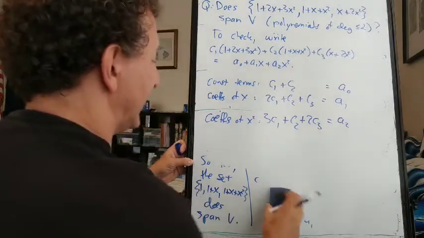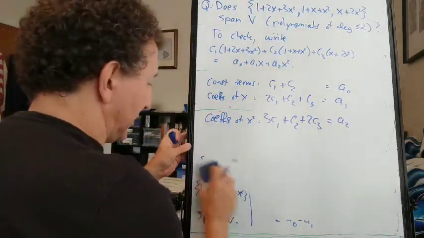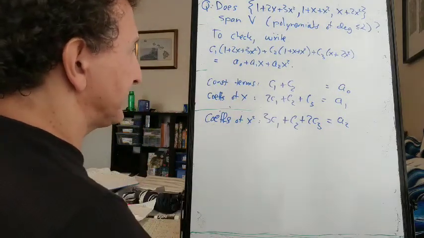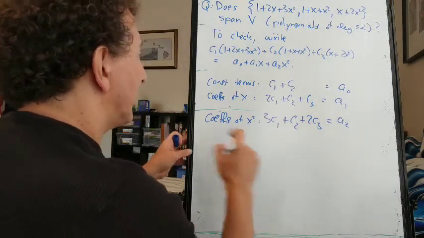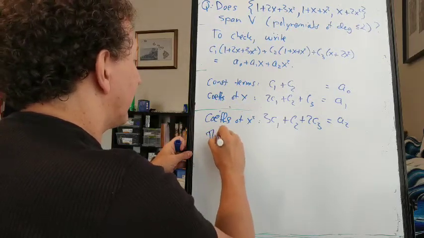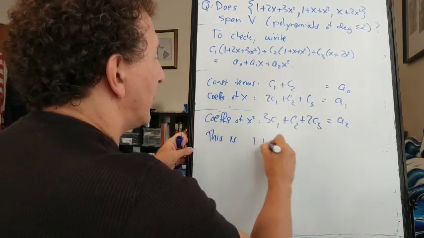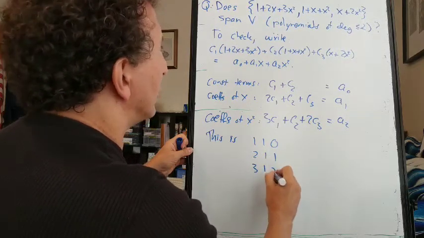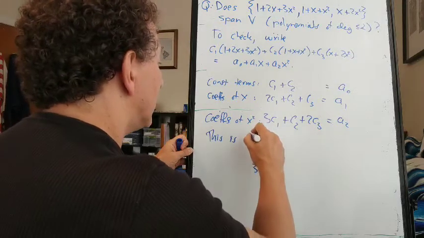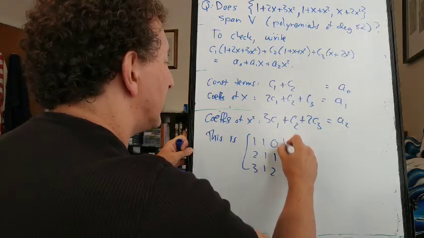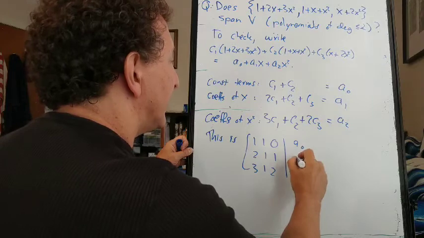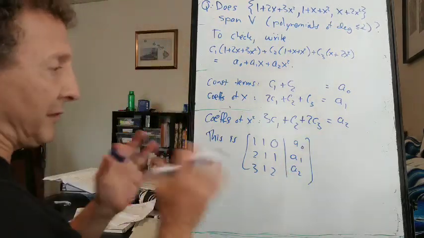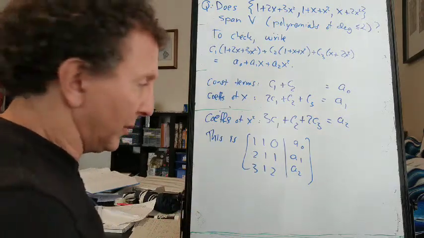Alright, now this isn't a triangular system, so I can't just see the solution. But we can solve this using row operations. So this is 1, 1, 0, 2, 1, 1, 3, 1, 2, with a right-hand side of a0, a1, a2. So we're wondering if this system has solutions.